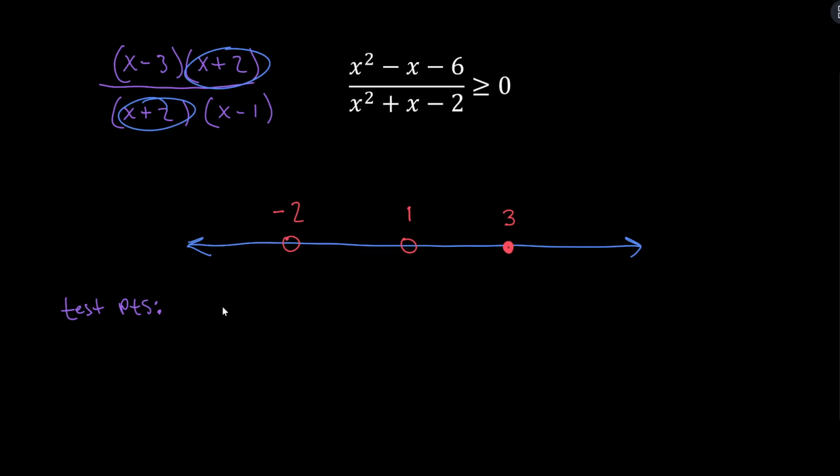We have a negative 3 that we can plug in this section. In here we have 0. In here we have 2. And here we have 4. And we're going to plug each of these in, but notice that when I plug these in, I can ignore the x plus 2 over x plus 2 factors, right? I can ignore both of these.